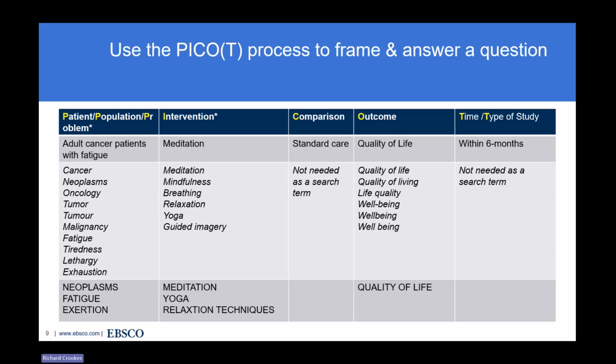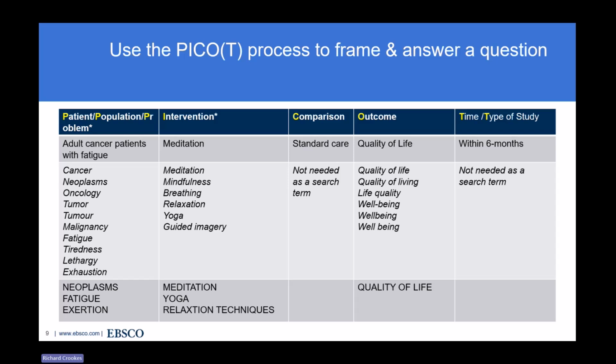Now, we're not going to do a direct comparison in terms of searching standard care. That goes without saying, because you're going to assume that when we do find articles about meditation, etc., it will be compared with standard care. Outcome, of course, though, is important. Quality of life, quality of living, life quality, so different synonyms here, well-being, and that can be rendered in different ways. And then, of course, we ideally want to find things within a specified time frame, within 6 months. We are not going to actually search that directly.